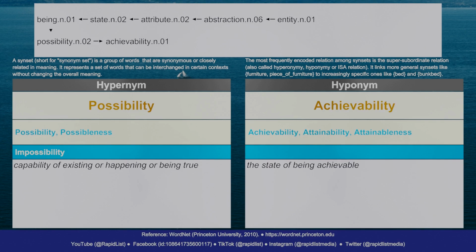Achievability. The state of being achievable. Conceivableness. The state of being conceivable.